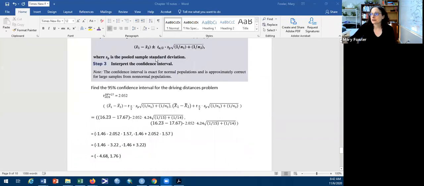Here's our interval, and then we also have to interpret the interval. So the 95% confidence interval for driving distances is going to have this form. We need to look at T, find the T sub alpha over 2 on N1 plus N2 minus 2 degrees of freedom. So that's this value 2.052. As a matter of fact, that's the same value we used in the hypothesis test. So we're going to substitute in our sample statistics, X bar 1, X bar 2, S sub P, and the T.